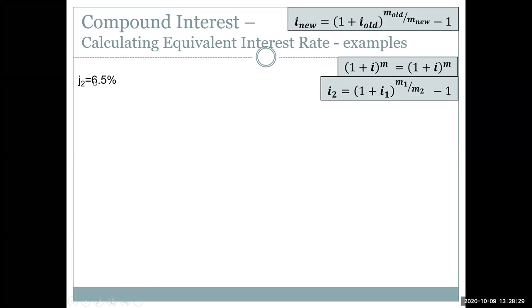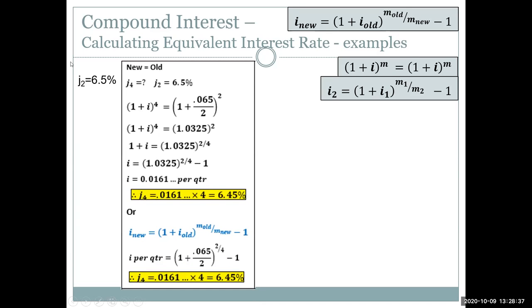All right. Here's our first example. We have a semi-annual nominal rate of 6.5%. Let's walk through our methodology. New is equal to old. So J4 is what we want. J2 is what we have. For the J4, we're going to have 1 plus I raised to the 4th is equal to 1 plus the I raised to the 2. Now we have the 0.065 over 2 here because that is the periodic rate for this corresponding J2. We do the simplification. We get 1.0325.